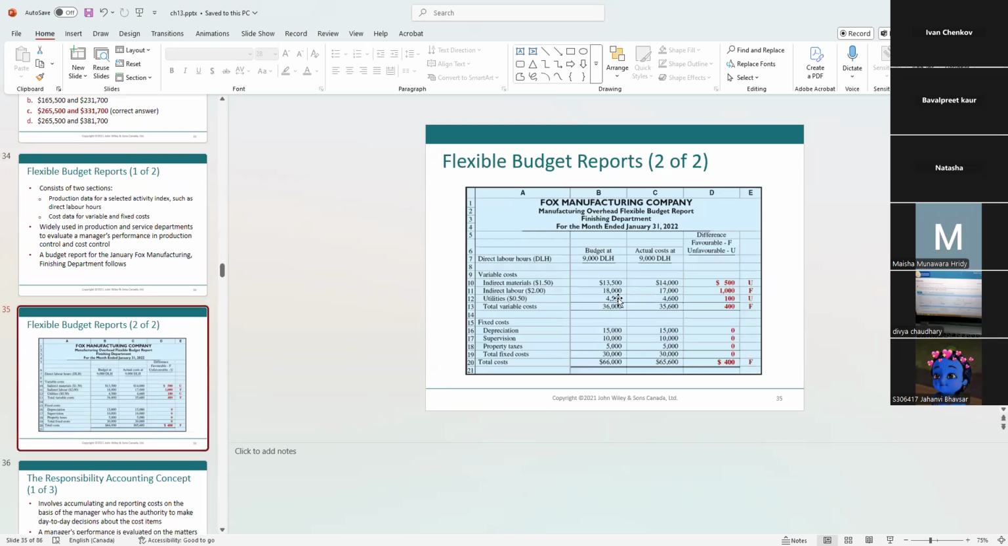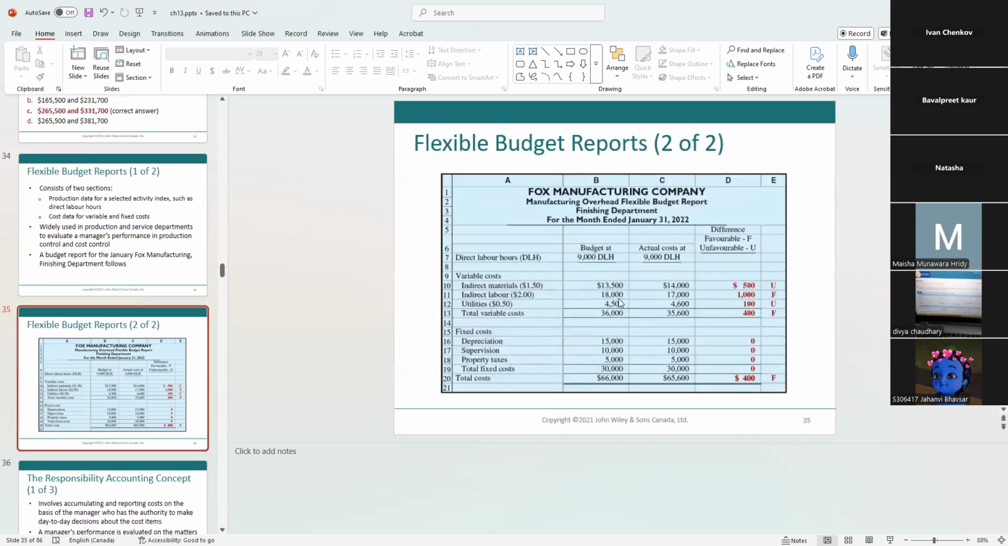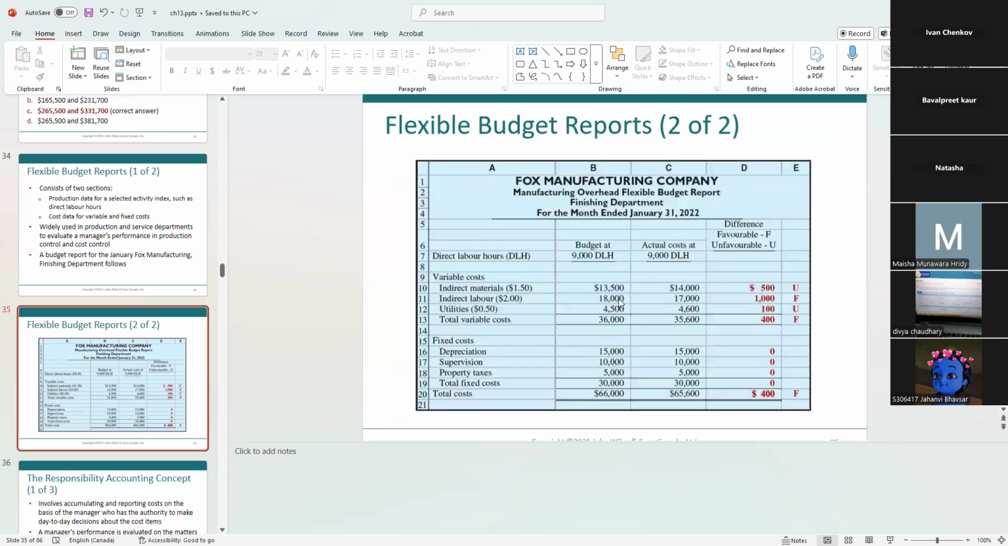And then you will be able to prepare the flexible budget report for comparative purposes. Remember one thing, the actual will be reported from the actual situation. The budget will be reported based on what the company budgeted. Both have to be at the same level of activity in order to compare the final results. Otherwise, you won't be able to compare the final results.